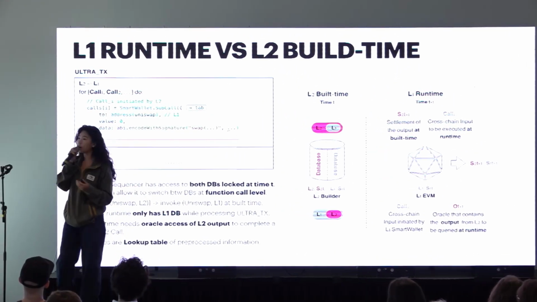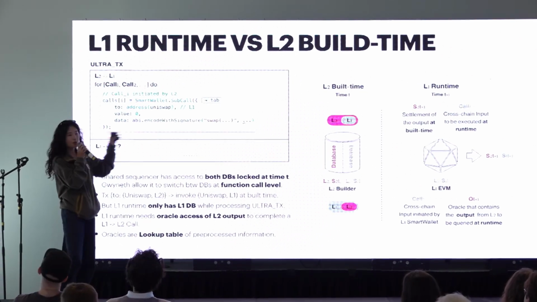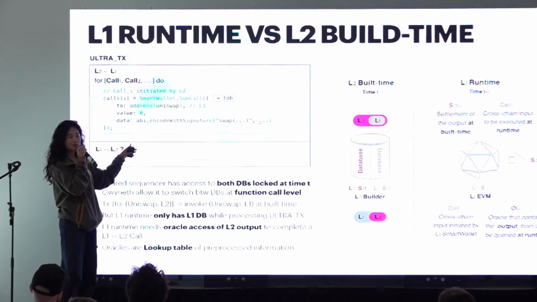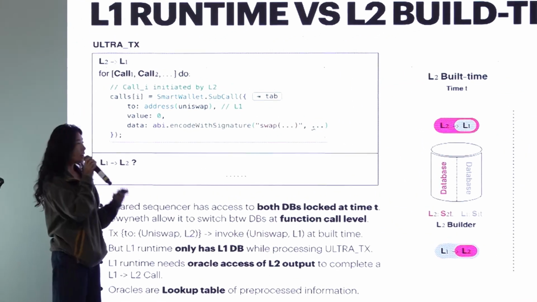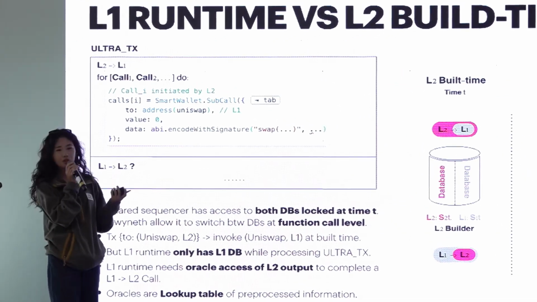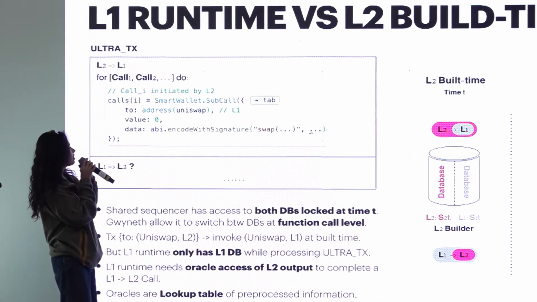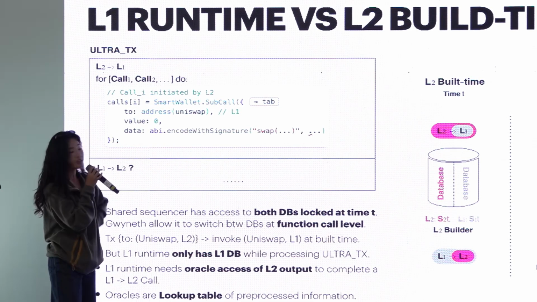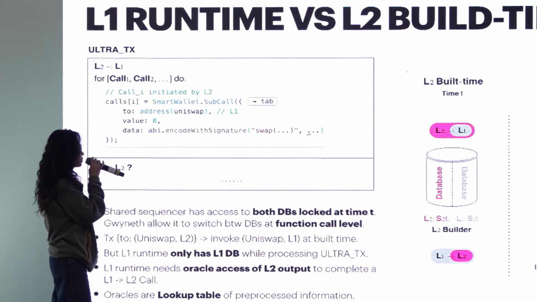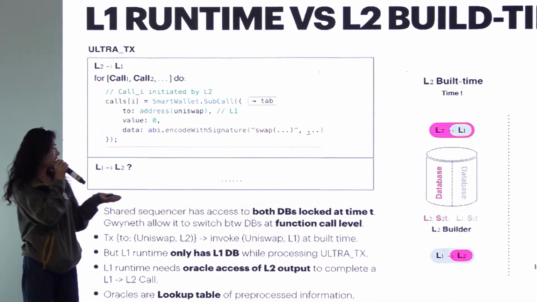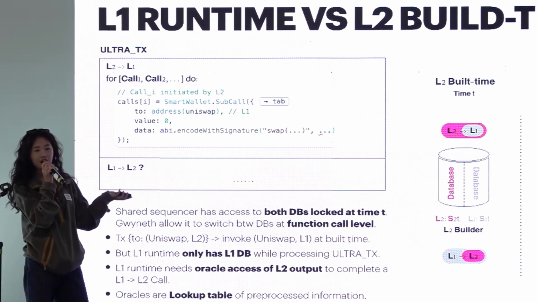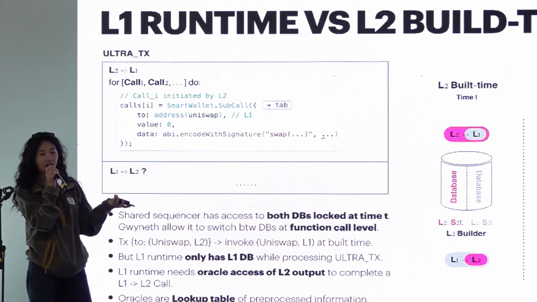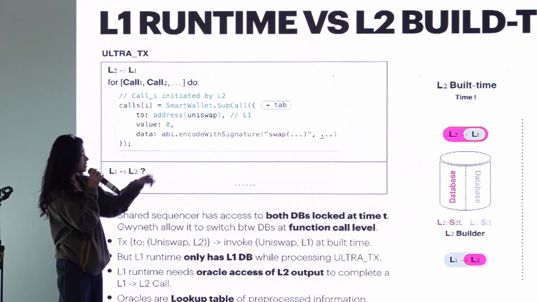So this is how we collect all of the cross-chain calls. For all of the calls that are initiated from L2 to L1, we collect them as user operations, and we relay them to the L1 execution environment. And I find it very useful to separate the concepts of L2 runtime, L2 build time, and L1 runtime. In L2 build time, a shared sequencer has access to all DBs locked at time t if the shared sequencing protocol implements the state lock. And Gwyneth allows this.